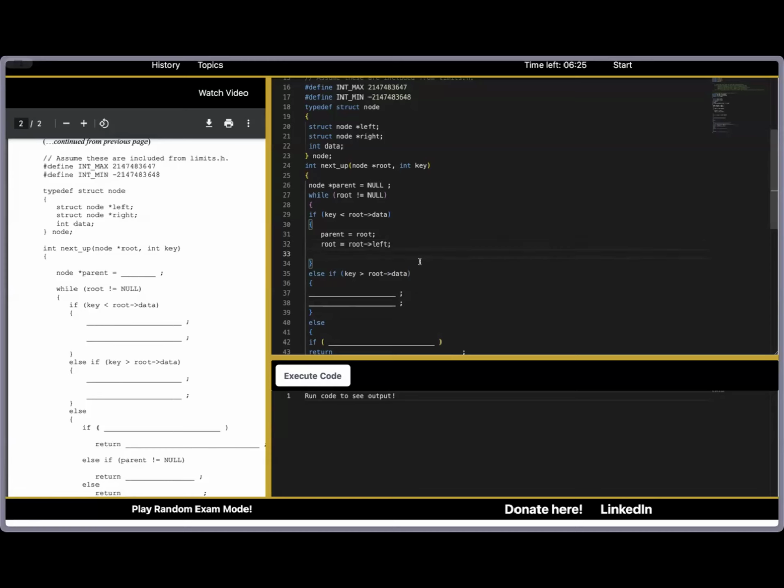So if that key is less than that root data, we set that parent to the root, and then we'll traverse the left side. All right. So we have that case done. Now we have the else if of whether the key is actually greater than that root data. What do you guys think we're going to do?